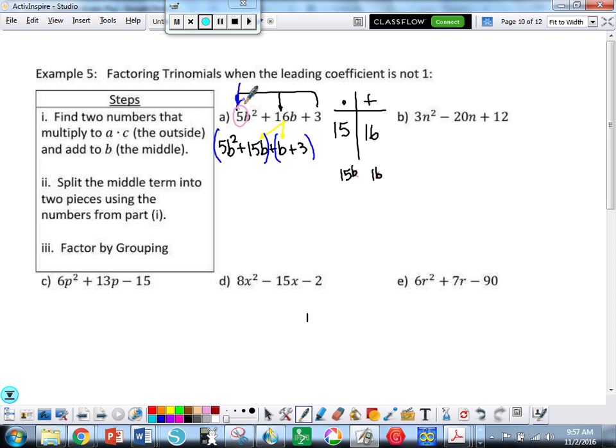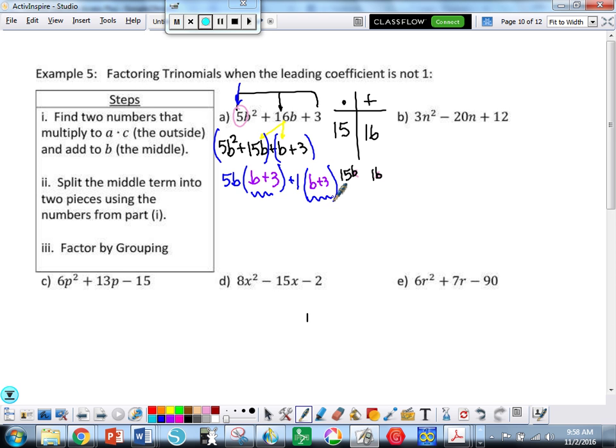Now I've grouped them. Looking at the first group, what do they have in common? A 5 and a b. What's left inside? The 5 comes out, the b comes out. b plus what? b plus 3. Looking at my next group, what comes out? A 1, nothing comes out, so we're just going to say plus 1. What are we left with? Nothing came out, so b plus 3. They both have a b plus 3, right?